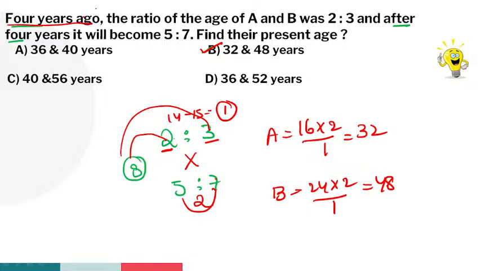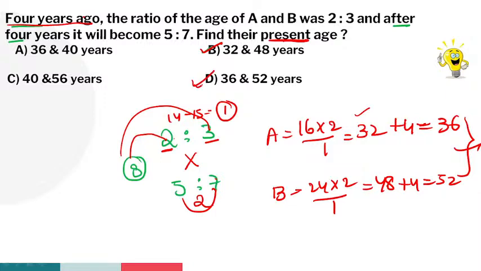And 4 years ago, A's age was 32 years. But problem మనం ఏం ఫైండ్ అవుట్ చేయాలి? ప్రజెంట్ ఏజ్ అండి. ఓకేనా? 4 years ago 32 అయితే ప్రజెంట్ ఏజ్ ఎంత అవుతుంది? సో 4 years యాడ్ చేస్తాం మనం సింపుల్ గా. 32 + 4, 36 years. ఓకేనా? 48 + 4, 52 years. Their ages after 4 years, how much guys? 36 and 52. That's why option D is the right answer.